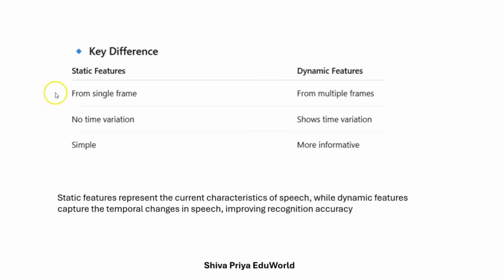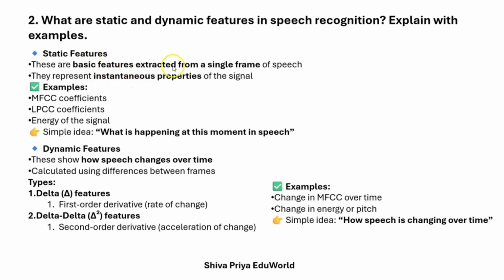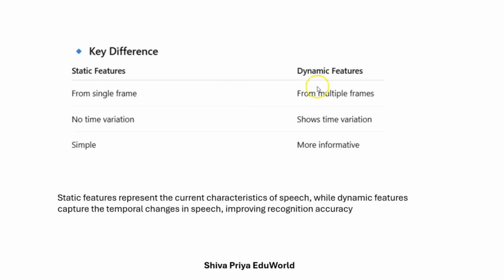Let us move to the difference here. Static is from a single frame. I have told you already, the basic features extracted from the single frame. And here dynamic is from multiple frames. This happens between the multiple frames. Static has no time variation, while dynamic shows the time variation. Clear? Static is very simple compared to dynamic. Dynamic is more informative compared to static.